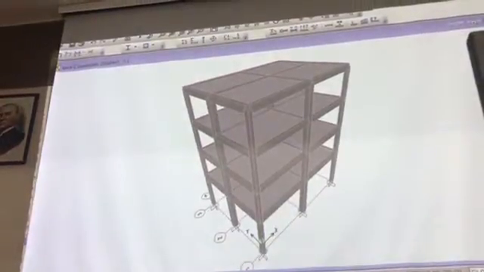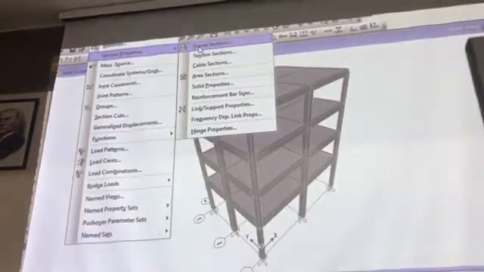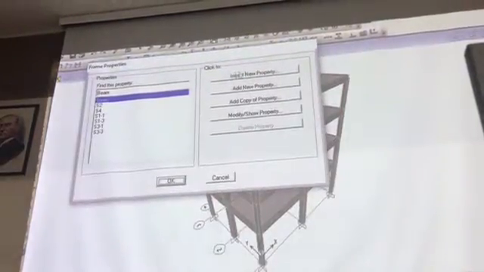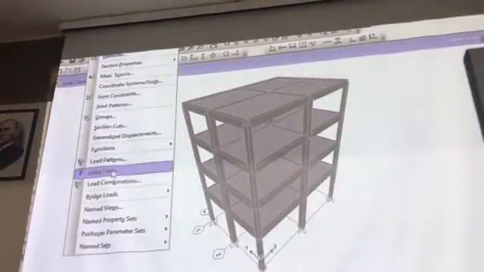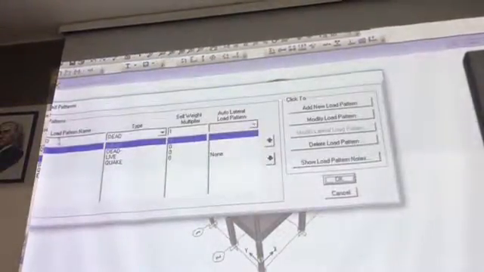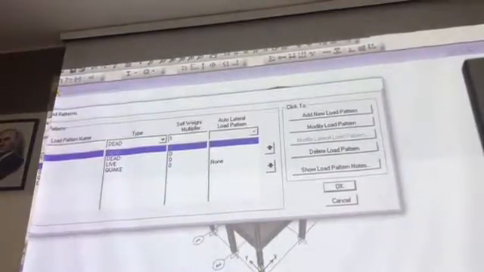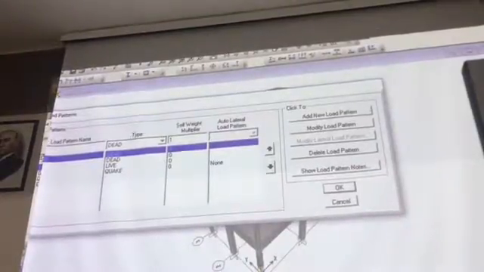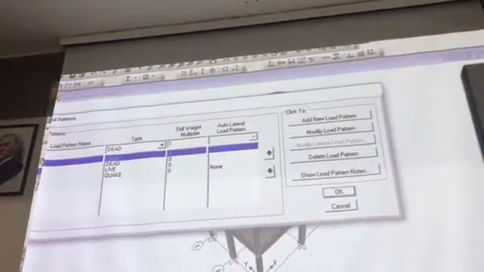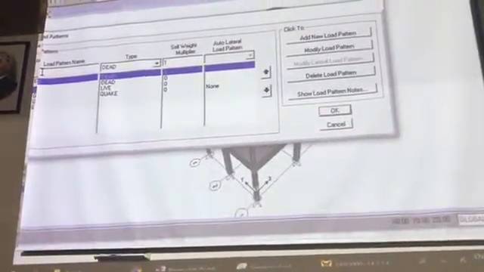We are going to assign them here, but first we need to define horizontal loads. We define load patterns. Now we need to define EXP. E stands for earthquake, X is the X direction, P is positive eccentricity.